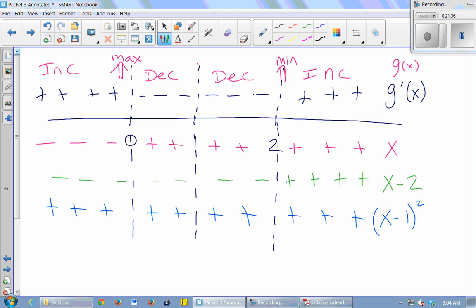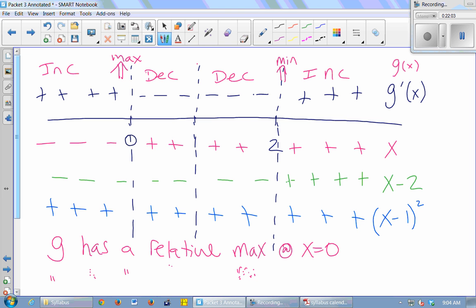So let's write that out in sort of a sentence form, because who could look at this and understand what I'm writing, right? So G has a relative max at x equals 0. And G has a relative min at x equals 2.